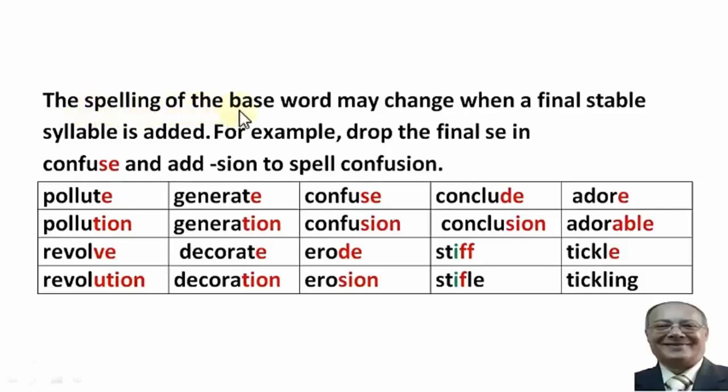The spelling of the base word may change when a final stable syllable is added. For example, drop the final S-E in confuse and add S-I-O-N to spell confusion. Revolve, revolution. Generate, generation. Decorate, decoration. Confuse, confusion. Erode, erosion. Conclude, conclusion. Stiff, stifle. Adore, adorable. Tickle, tickling.